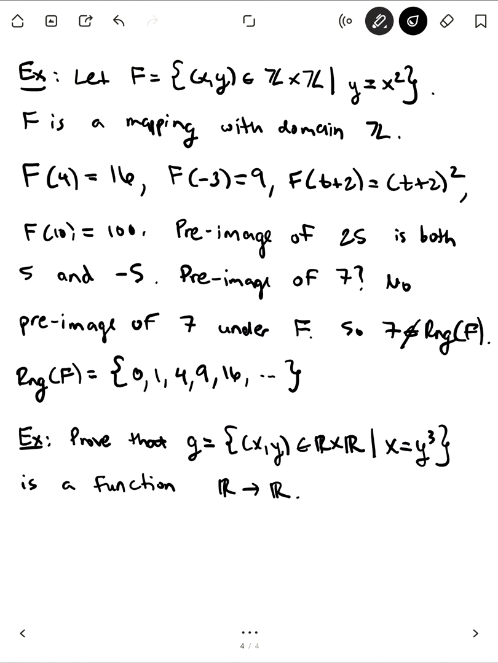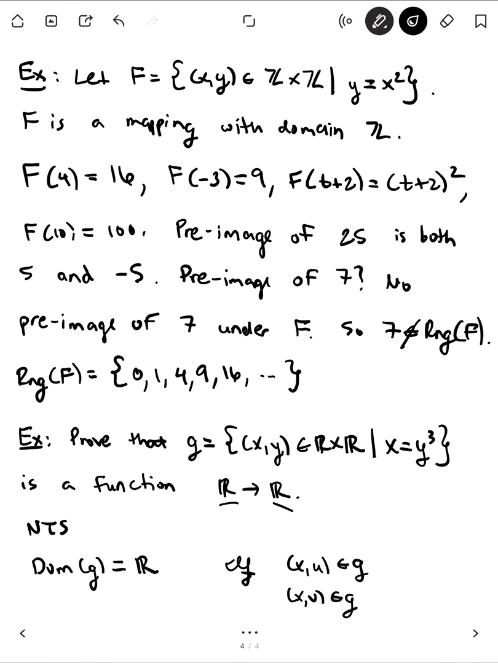Now, how do we do that? First, we need to show that the domain of g equals the real numbers. That's what we want to show, because we want to show it's a function from R to R. And then secondly, we have to show that if (x,u) is in g and (x,v) is in g, then that implies that u equals v. Okay?